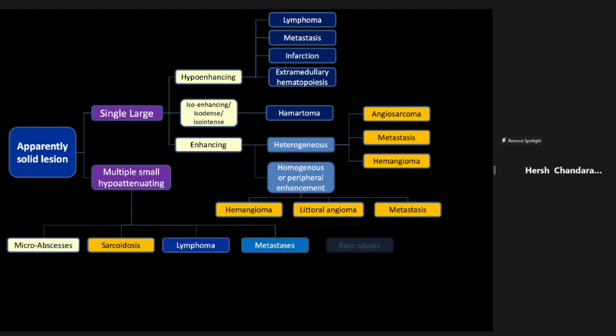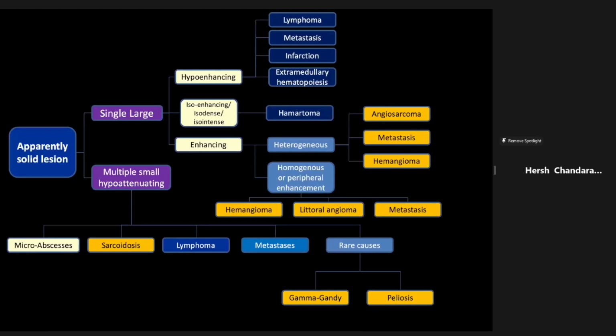And I said apparently because some of those can be cystic, like microabscesses. But since they are too small to characterize, they appear hypoenhancing on CT and MR, and we may not be able to characterize them as cystic. Again, multiple small hypoattenuating masses can be microabscesses or sarcoidosis. Those are for the tiny ones. For relatively larger ones, think about lymphoma or metastases, again in the setting of systemic involvement. And then you have rare causes, which I mentioned.